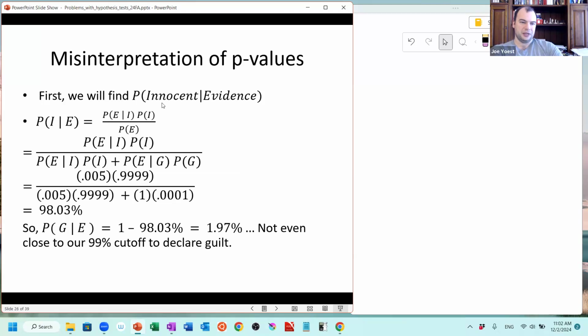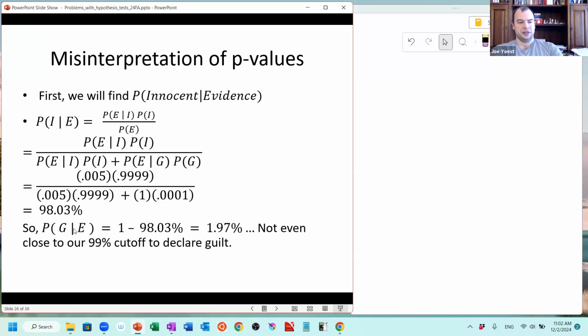what's the probability the person is innocent given the evidence? We can do a Bayes calculation. You can look through the details here. Work through the details on your own. It's good practice. But it turns out that the probability the person is innocent given this evidence, this p-value of 5%, is 98.03%. The chance that they're innocent.